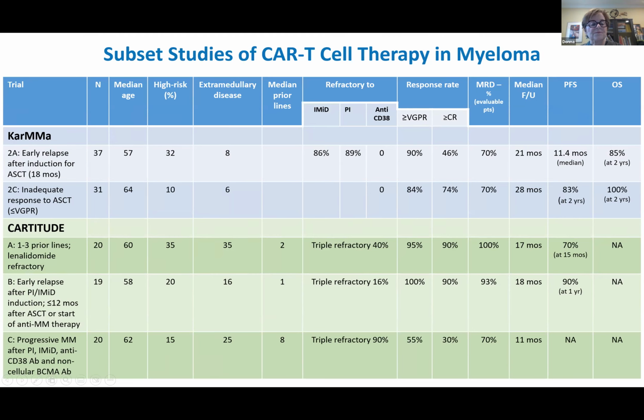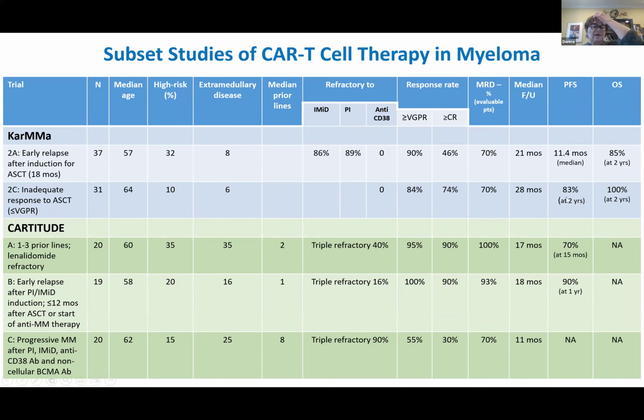So I apologize for the busy slide, but I'll just point your attention to the early relapse 2A and CARTITUDE B. Now, only 16% were triple refractory. And none of these had CD38 antibodies. And yes, the response rates were high, but the median PFS, again, here is less than 2 years. Oh, sorry, I can't even see with the pictures. Let me see if I can close that. Sorry, I was looking at the median follow-up.